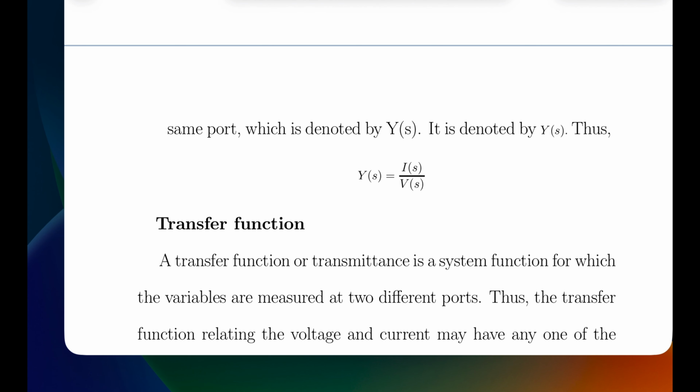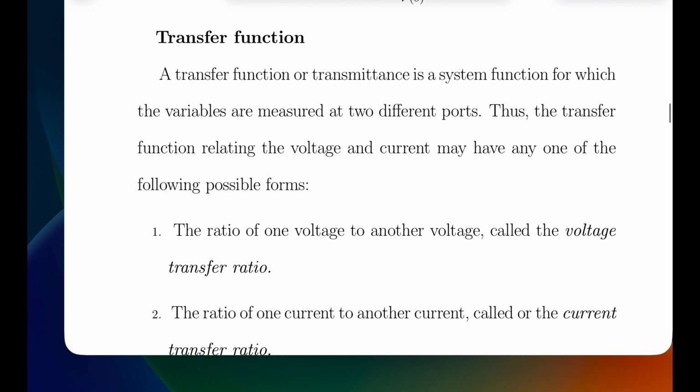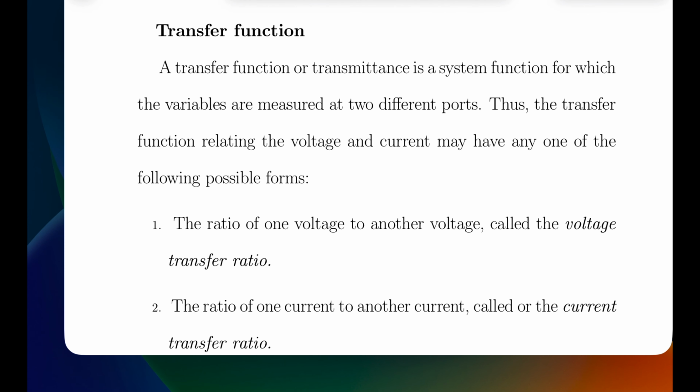Okay, now we come to transfer function. A transfer function or transmittance is a system function for which the variables are measured at two different ports. Assume कीजिए कि we have a two-port network. That means we have two pair of terminals.